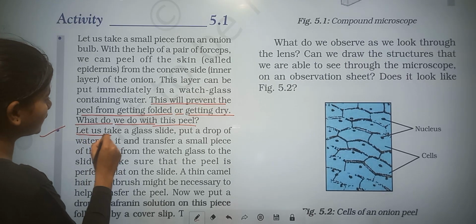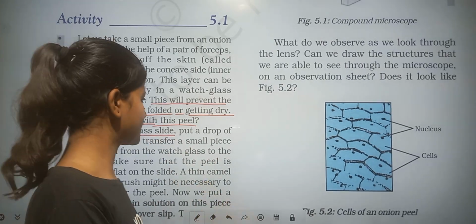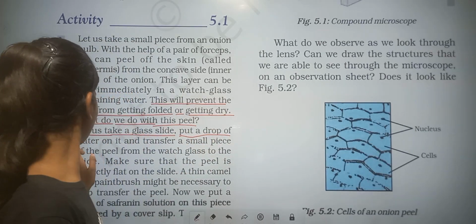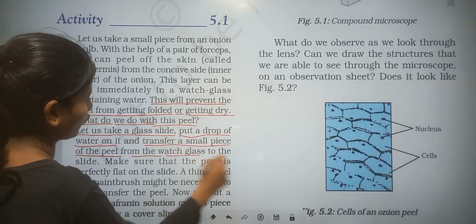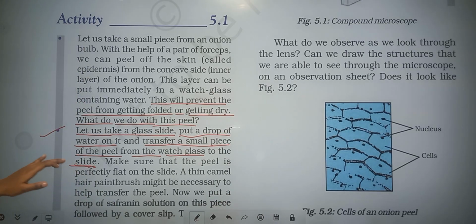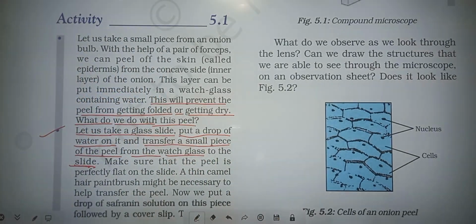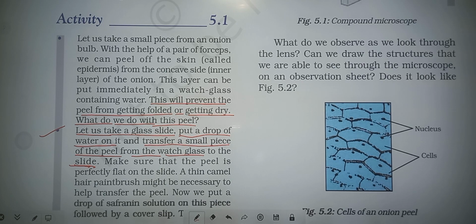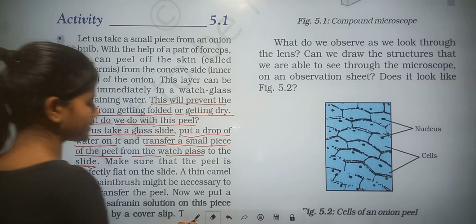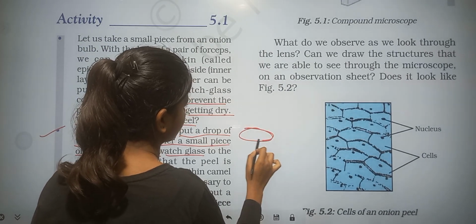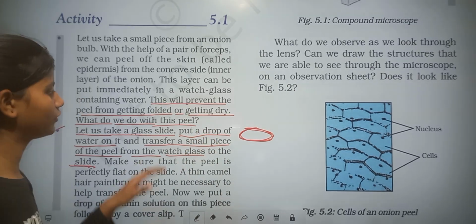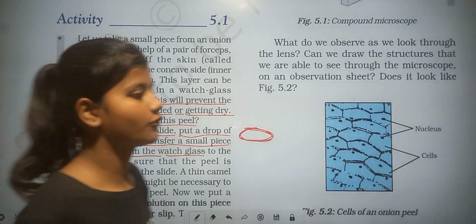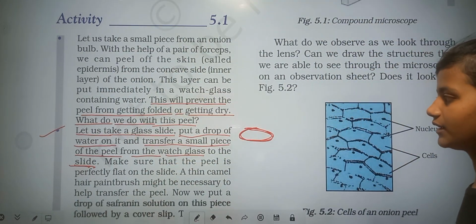Second, let us take a glass slide, and put a drop of water on it and transfer a small piece of the peel from the watch glass to the slide. Glass slide means a plate of glass.